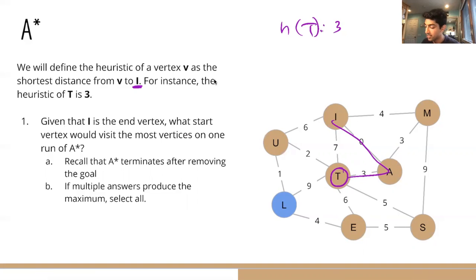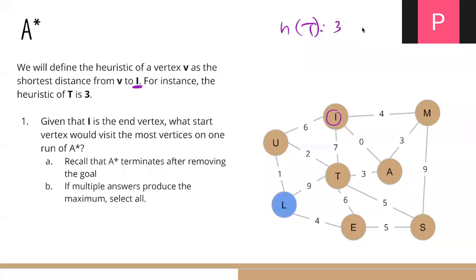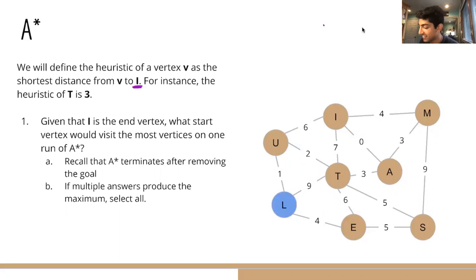And the question is that if I is the end vertex, which vertex, when made the start vertex when we're running A star, would cause the most vertices to be visited? Okay? If you guys have any confusion with the question, you can speak up. Okay, so for the sake of time, I'm gonna go over it. I think a good amount of people had a chance.